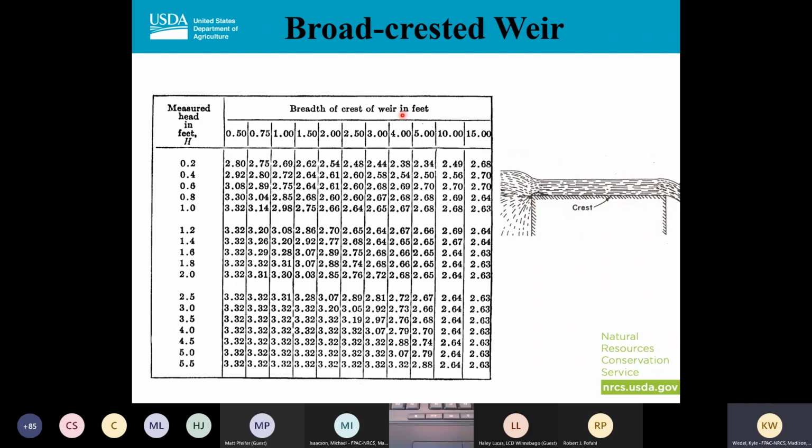And the thing to note as well on here is if I have a 4-foot breadth, as my head changes, my values are going to change as well. So you want to try to get your head as close as possible, but realize that if you have a storm event and you're designing for 3 feet of head, it might change throughout the storm event. So you might not have the same value.